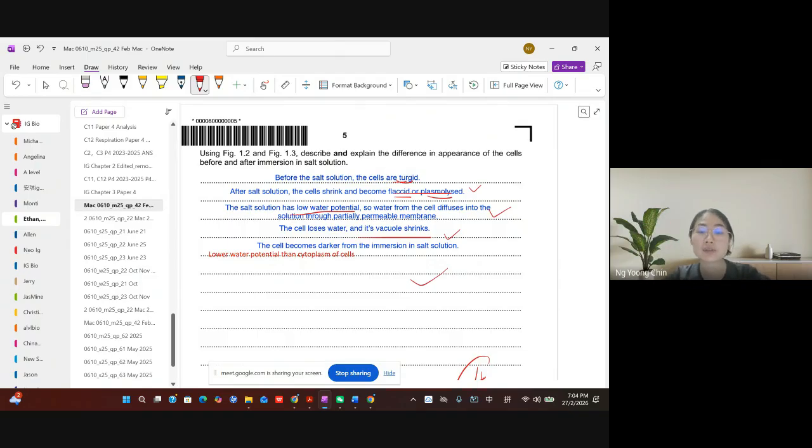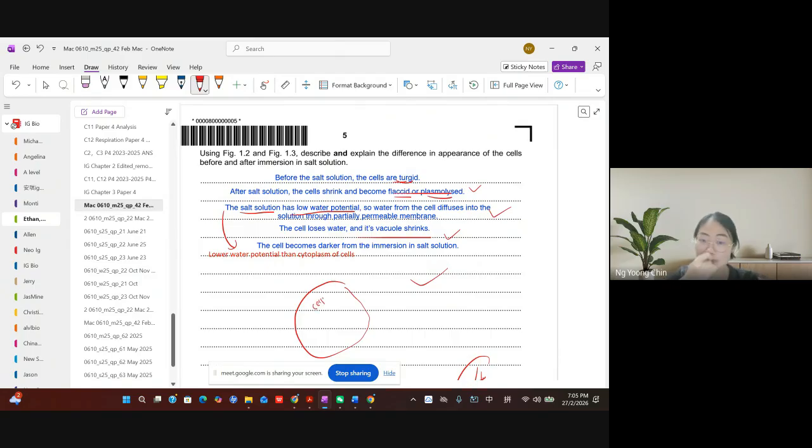You already mentioned that the salt solution has a low water potential, okay? But it will be better if you say that the salt solution has a lower water potential compared to the cell cytoplasm. By this way, when the examiner marks your answer, they can visualize that. Okay, so this is a cell.